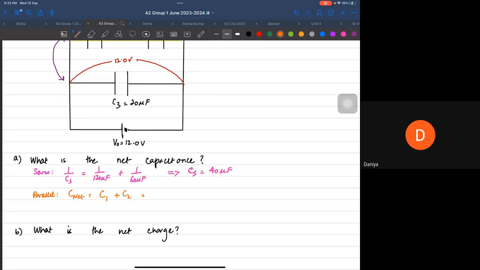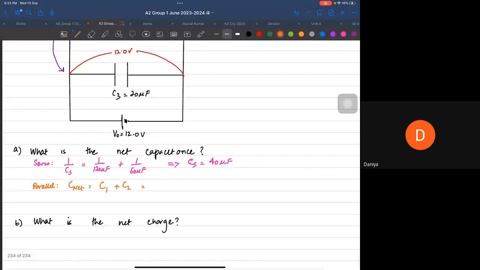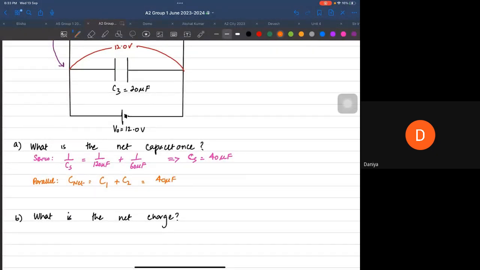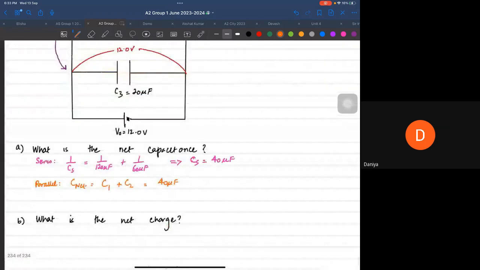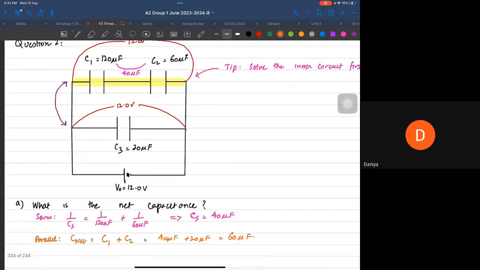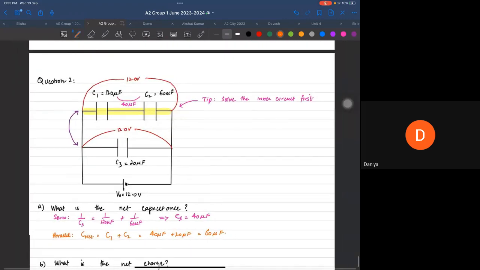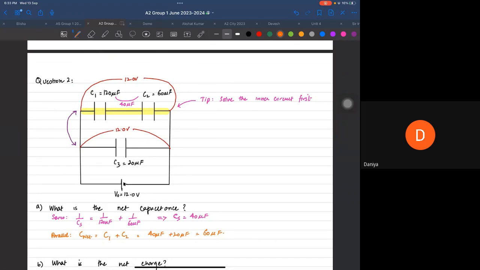So in the first part, the capacitance was 40 and the other capacitance is 20. So I'm just going to add it. It's going to give me a total of 60 microfarad of capacitance. Please have a look at it. Let me know if you have any questions here.